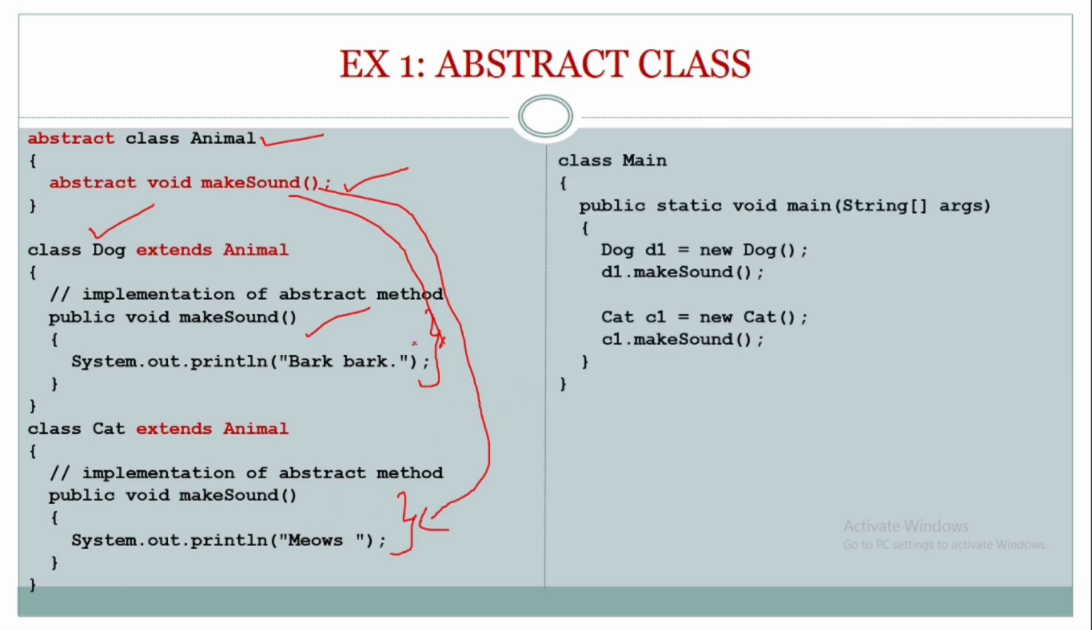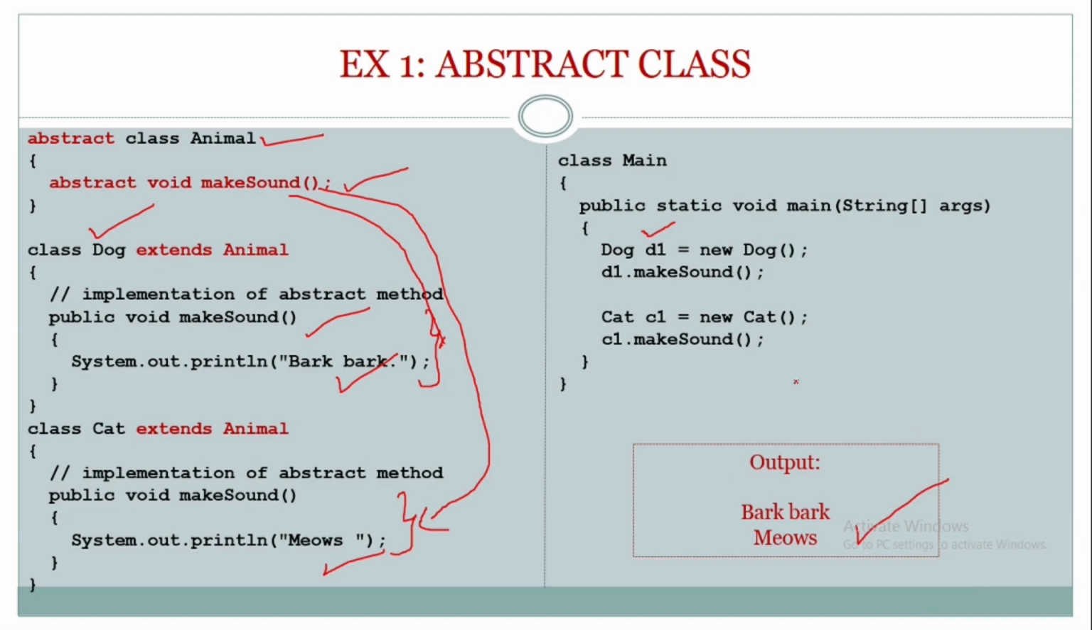Now I'll create an object, Dog d1, and d1 dot makeSound. It will print bark, and c1 dot makeSound will print meows. So the output is bark and meows.